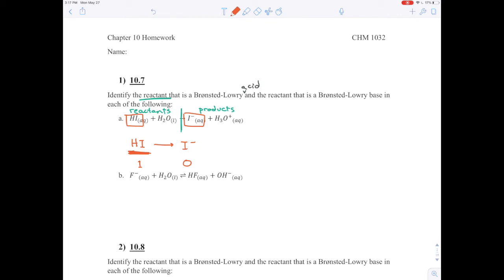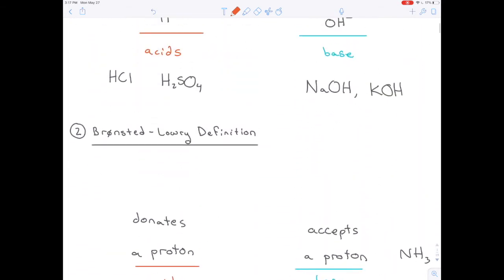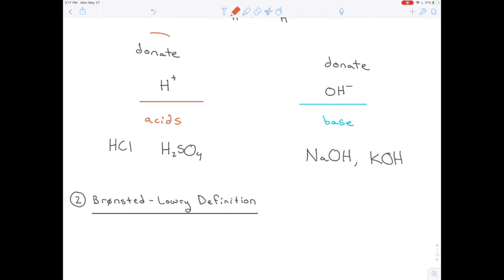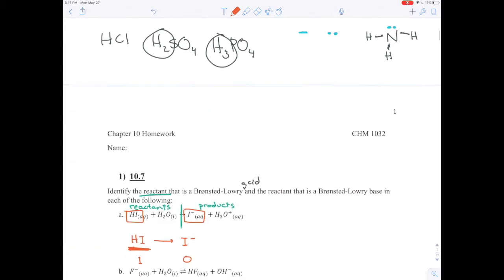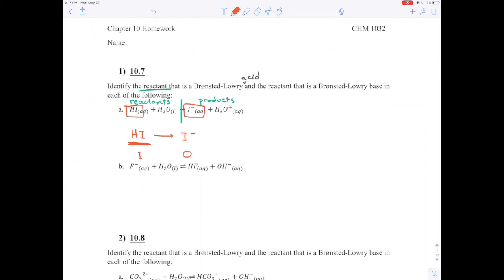It donated it. A compound that donates an H+, in other words, that donates a proton, because an H+ and a proton are the same, is an acid. And so, HI is a Bronsted-Lowry acid in this equation.